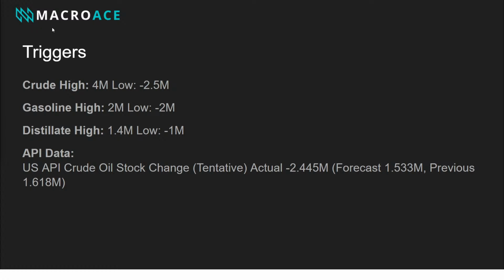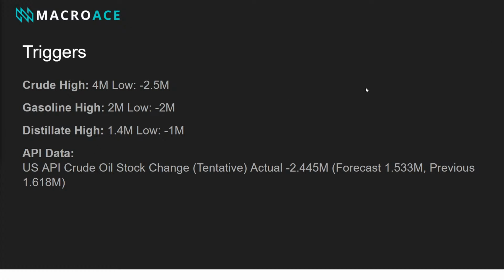So when we talk about triggers, we look at what economists are seeing, and also what we've seen in the past, and then match that up together to get an overall idea of what particular figure to look at.